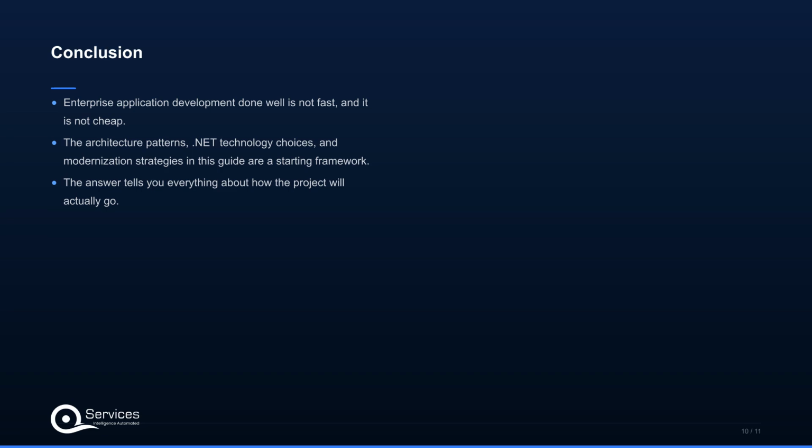The architecture patterns, .NET technology choices, and modernization strategies in this guide are a starting framework. What matters beyond any specific technology decision is the discipline of the process: thorough discovery work before coding starts, honest scope management throughout delivery, and human checkpoints where engineers and stakeholders review real progress against real requirements.